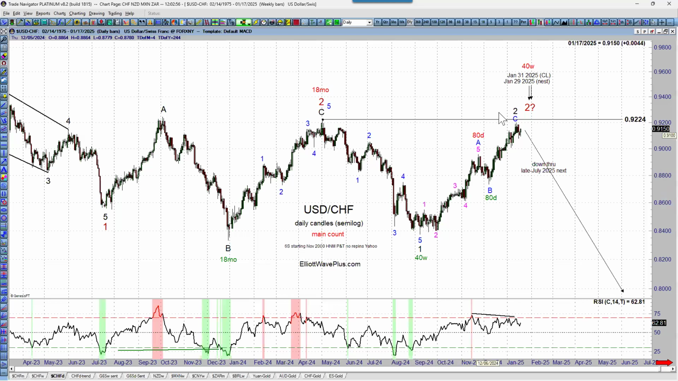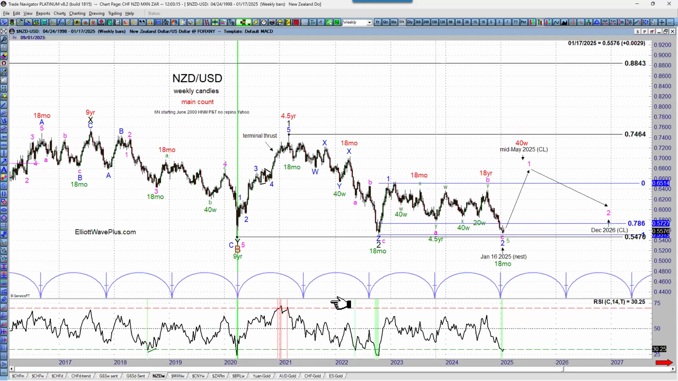on the daily chart. Hurst is expecting a 40-week cycle peak late in January, and then is bearish on the US dollar down into July next, just like it is on the US dollar index. Just a quick peek, looking for a bounce on the New Zealand currency against the US dollar up through May next.